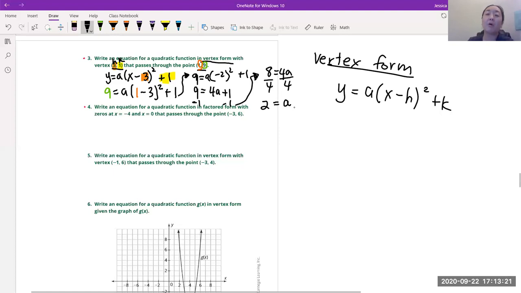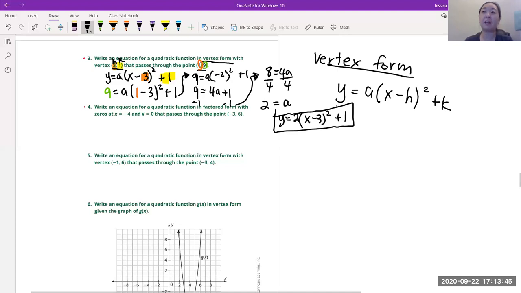All right, so now we're not done. Don't just say, oh, well, I'm done, I found a. We need to plug it back in. So we're going to say y is equal to, what is it? Y is equal to 2. Remember now, we know what the a is. So it's 2 times (x minus 3) squared plus 1. Now we know our function. Okay, that's what it's going to equal.